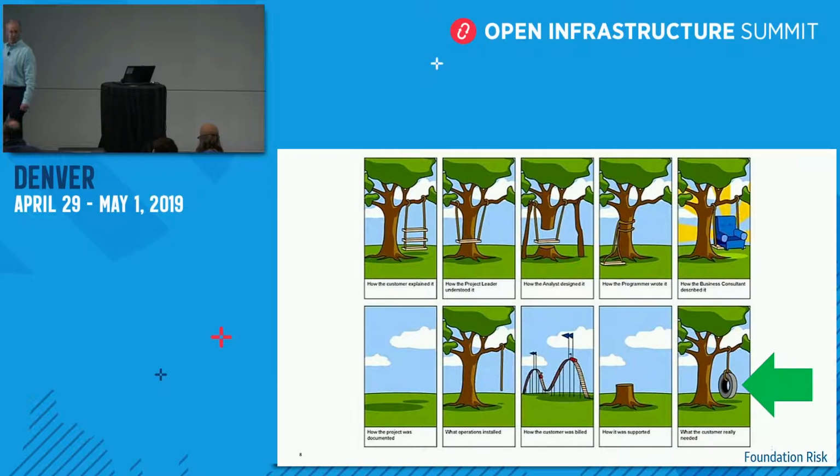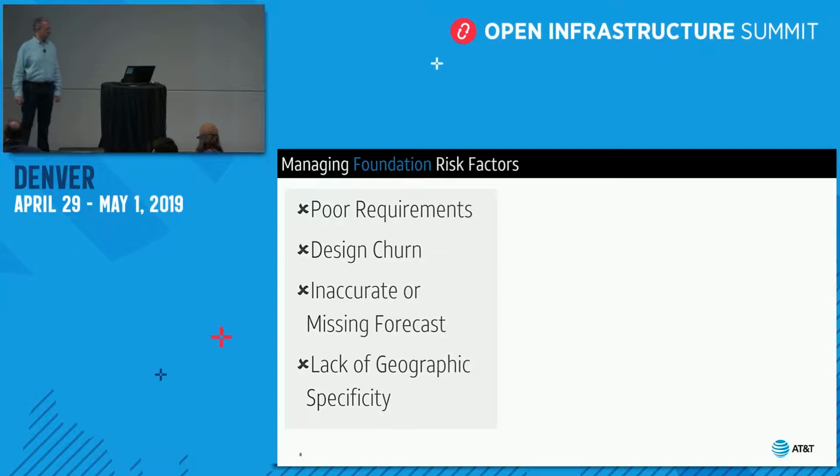So this is what I call foundation risk. And again, these are due to things like poor requirements, design churn, inaccurate or missing forecast data, lack of specificity in terms of geography. Do we need a distributed plan, or do we need kind of a concentrated plan? Are we going to go occupy 300,000 square feet, or are we going to go into 10, 30,000 square feet locations?